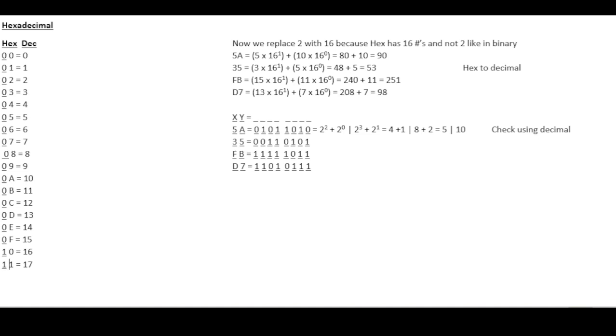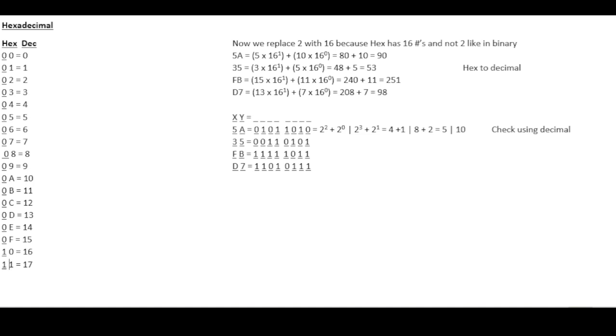5A. So we said before that in binary we had 2 to the power of n. Well, because we have 16 numbers in hexadecimal, again 0 to 15, we replace the 2 to the power of x with 16. So now it's 5 times 16 to the power of n, which is 1.